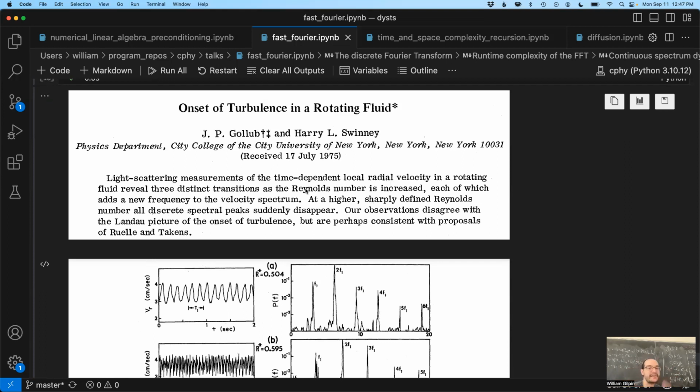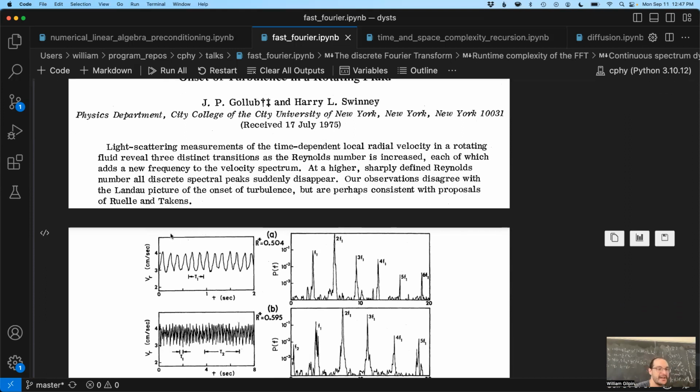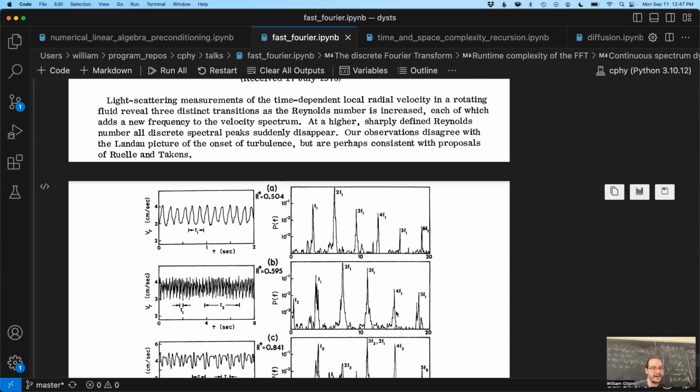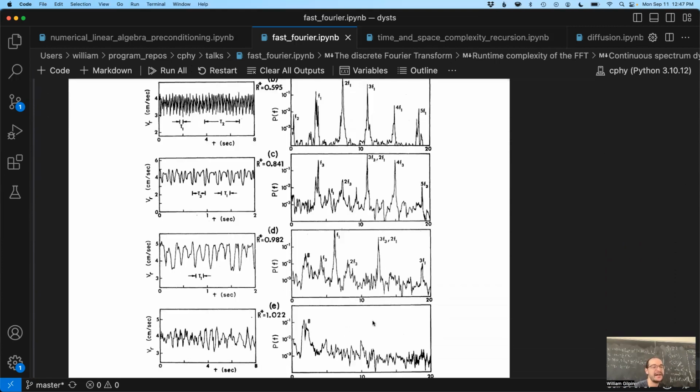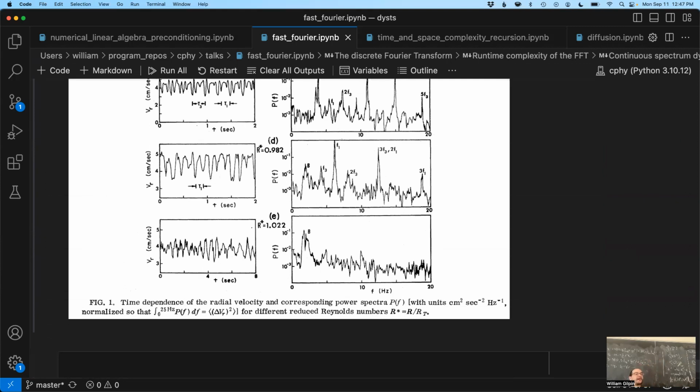And when they did that experiment, this is a PRL paper from 1975, at low speeds they get this nice periodic thing, and they see these well-placed peaks. Then they sped it up a little bit. They saw harmonics break out. It got a little bit crazier. And then when it finally approached turbulence, they got the first hint of a continuous spectrum.